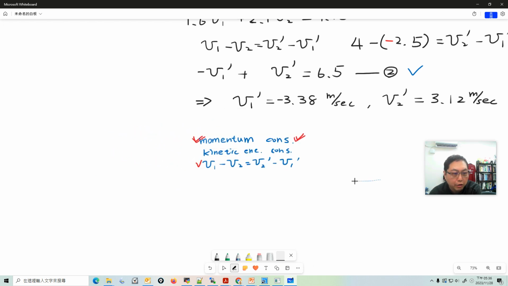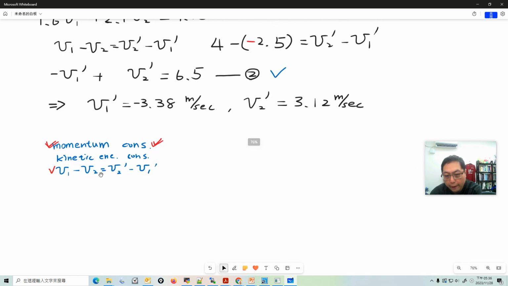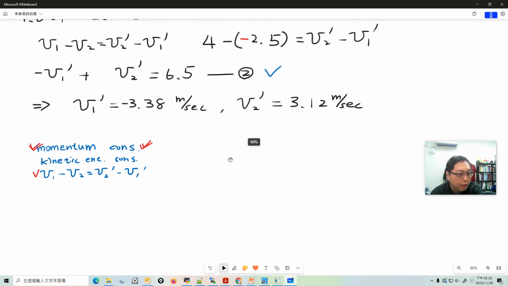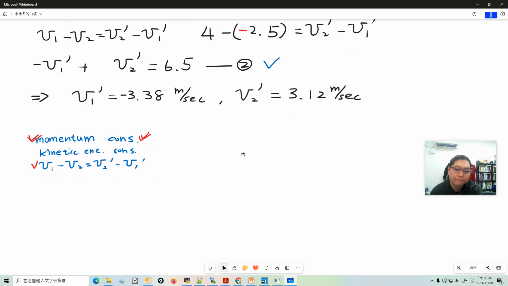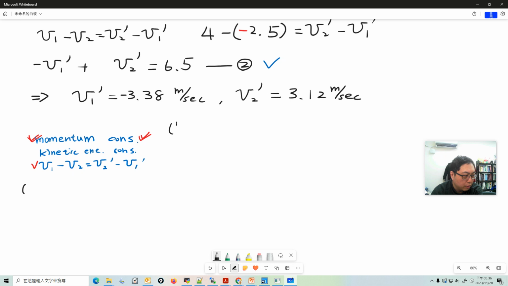In the last video, I said our analysis tools are momentum conservation, kinetic energy conservation, and V1 minus V2 equals V2 prime minus V1 prime. So for problem B, can we still use these tools?